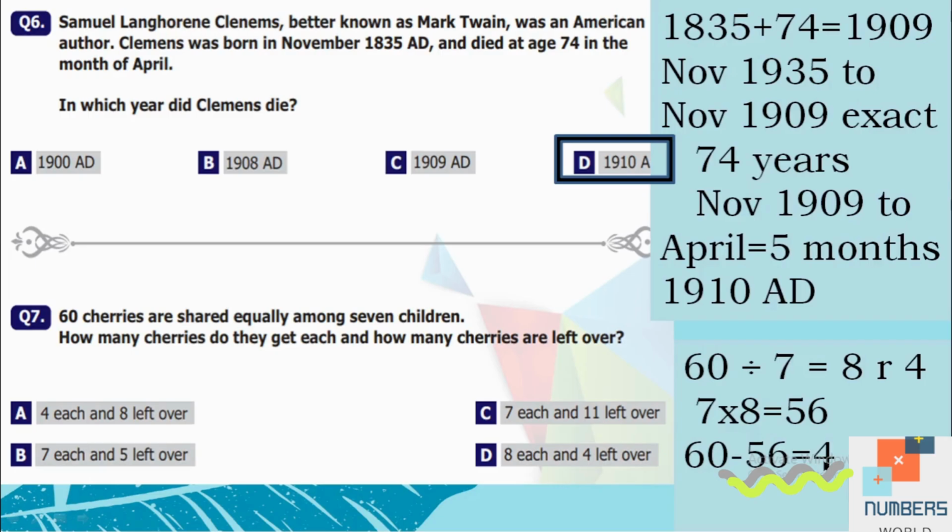The 4 is the remainder. So each child is going to get 8 cherries equally, and then after that they will have 4 cherries left. So D is the correct option.